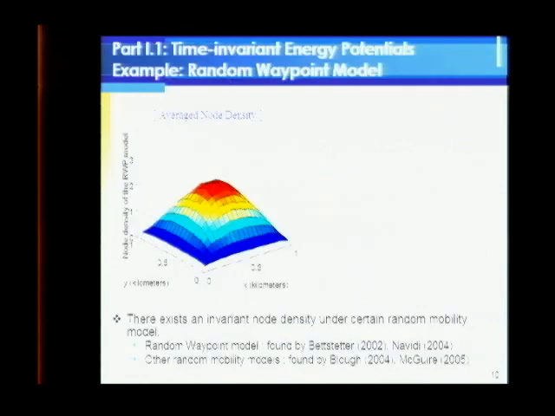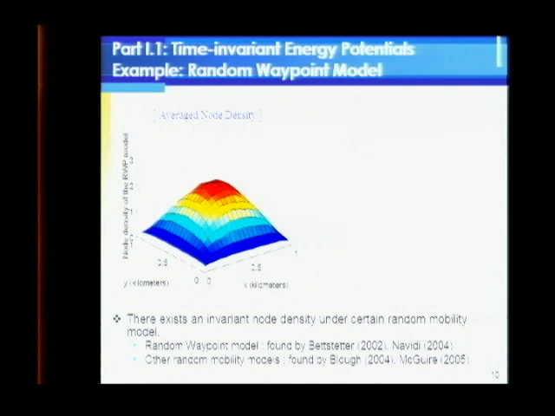One of the interesting results among the papers that came out around 2003 was this paper by Bettstetter, which actually won a Best Paper Award. They derived analytically the node density distribution of the random waypoints model, and they showed that it has this shape. And so why is it peaking in the middle?